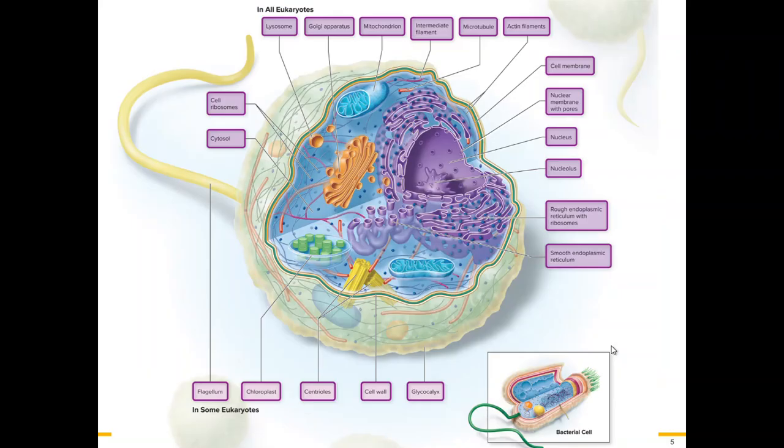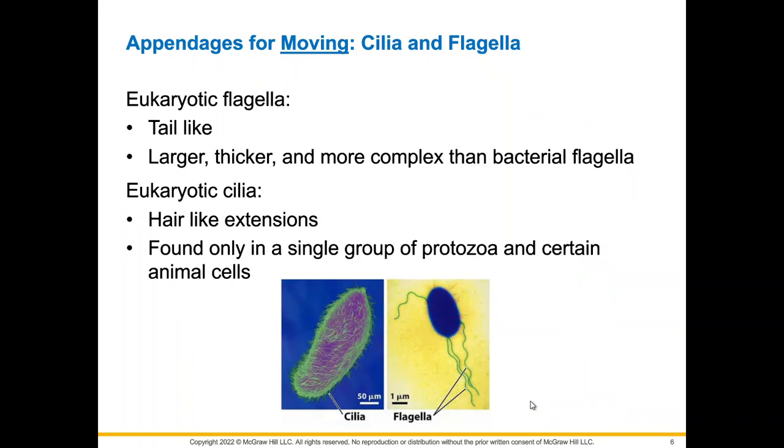Here is a generic picture of a eukaryotic cell. We can see various organelles listed all around the image and pointing to those structures within, compared to our little tiny bacteria cell here, which doesn't really have all those fancy organelles like our eukaryotic cell does. Alright, so let's talk about those individually. The appendages are the things that are outside of the cell boundary.